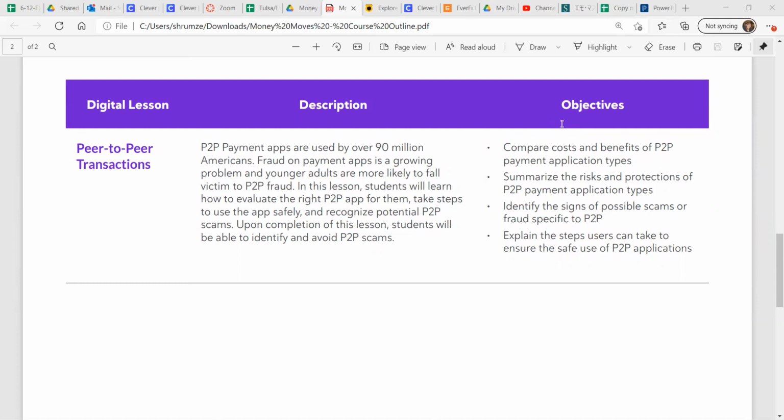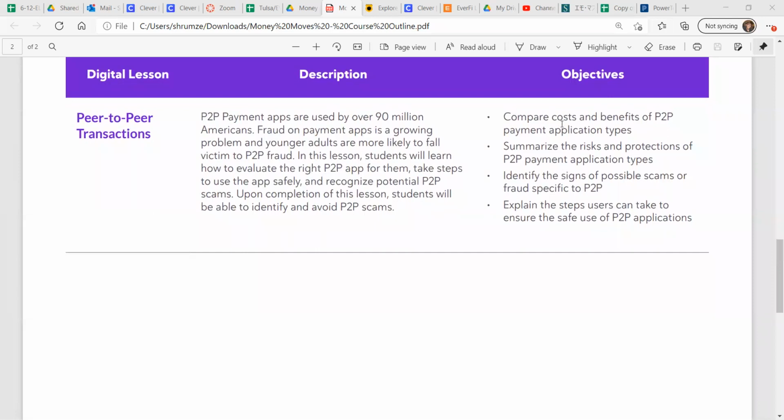So in this lesson, students will learn how to evaluate the right peer-to-peer app for them, take steps to use the app safely, and recognize potential scams. And once you complete this lesson, students will be able to identify and hopefully avoid these types of peer-to-peer scams.